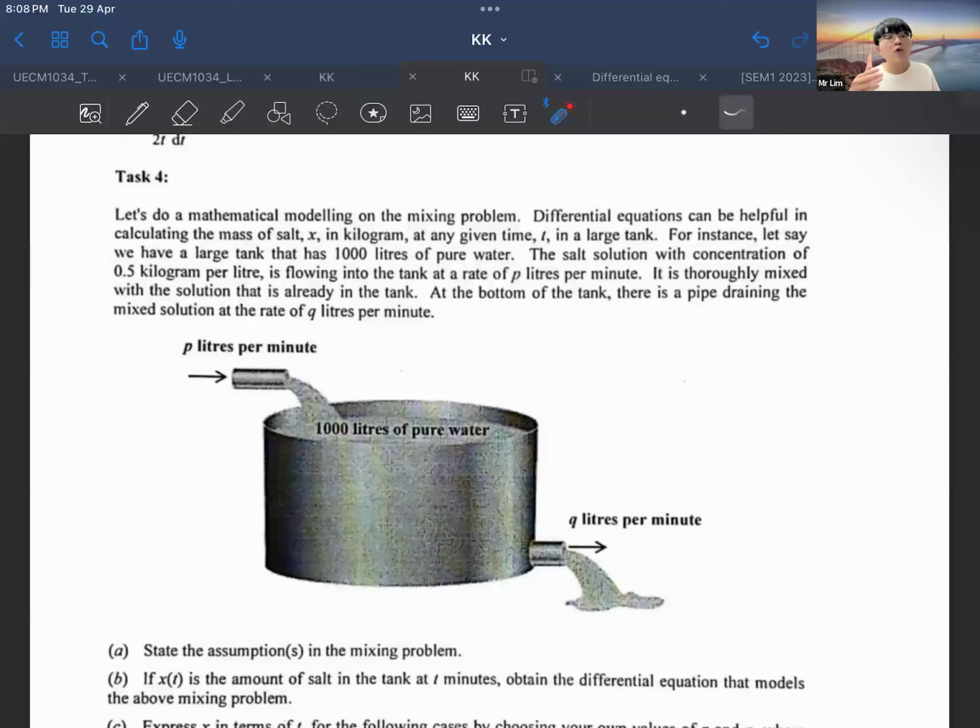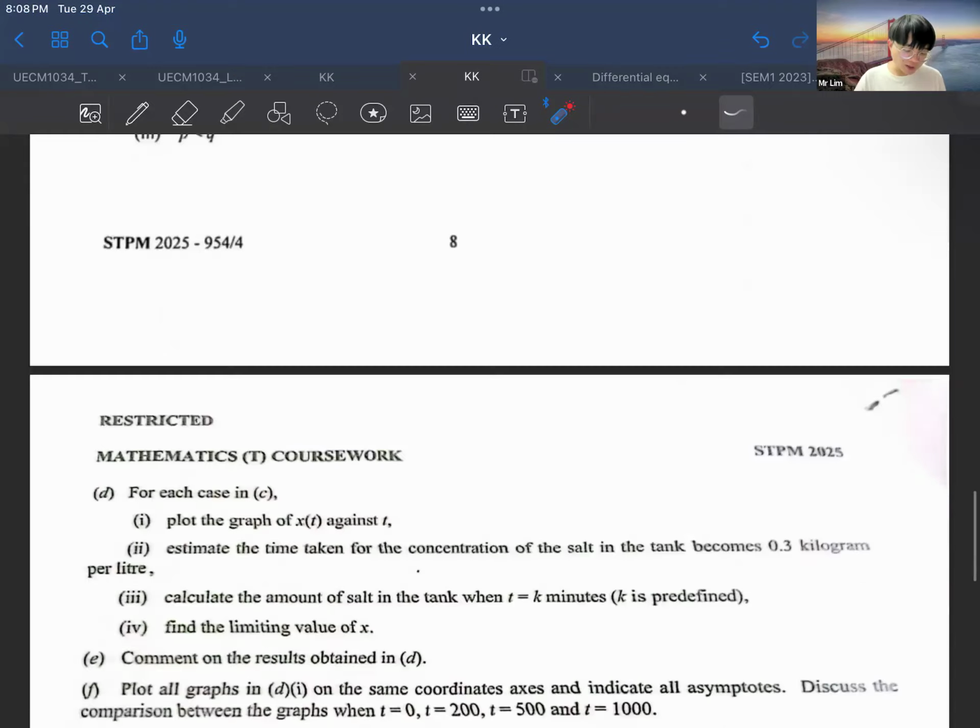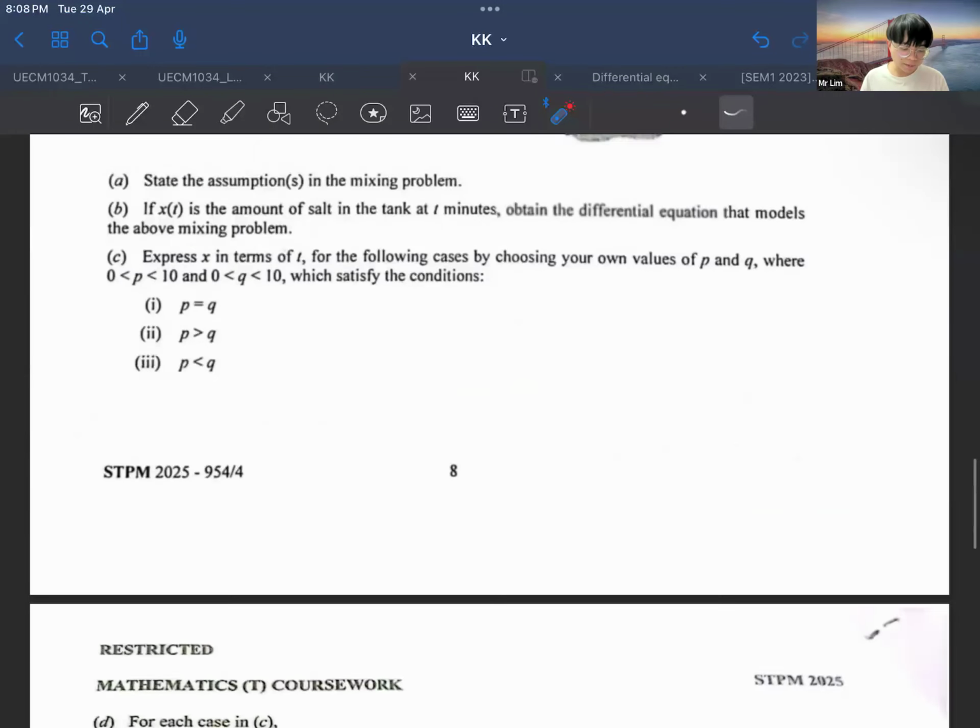In part A, I remember that they asked you to derive the differential equation for 5 marks. But today we are going to look at a more general problem: when inflow is greater than outflow, or less than the outflow, or when inflow is equal to the outflow, what happens? Those are some core topics. So I'm going to focus on what we should do.